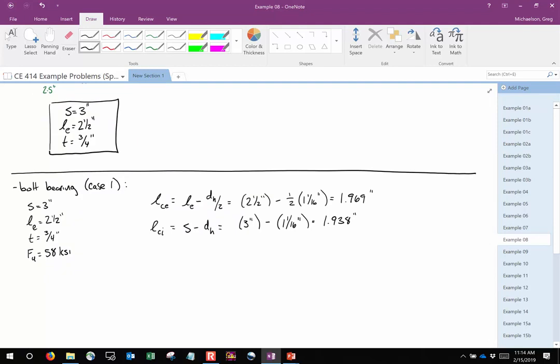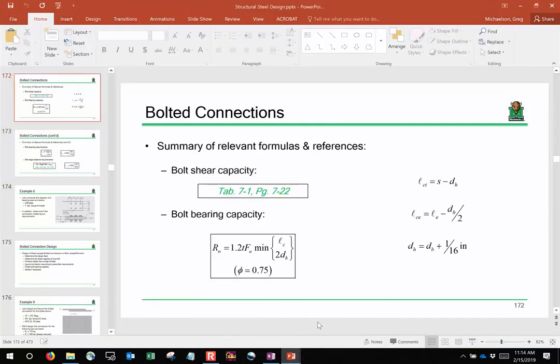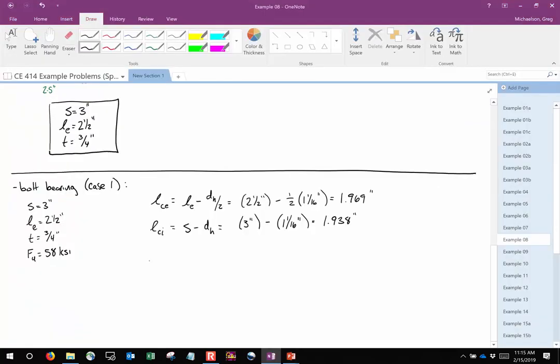Okay, now, here's the thing, though. If you look at the expression for bolt bearing, let me go back to the slides. Here's the equation for bolt bearing capacity, okay? But notice it just says L sub C, right? We have a different L sub C value for edge bolts than we do for interior bolts. As a result, that means that we could have a different capacity for edge bolts as we do for interior bolts. So what does that mean? We're going to have to do this calculation twice. So what we'll have is a little r sub n for edge bolts, then we'll have another one for interior bolts.